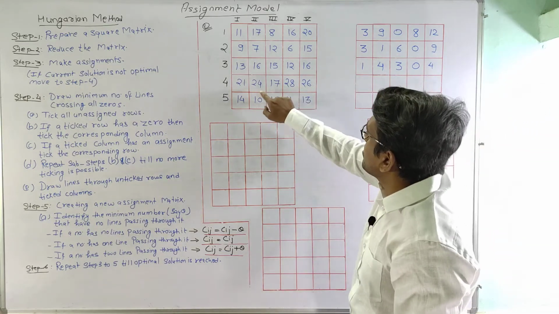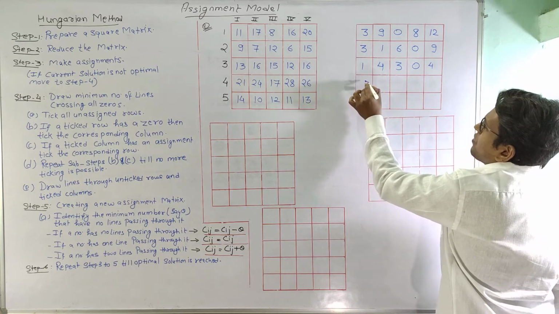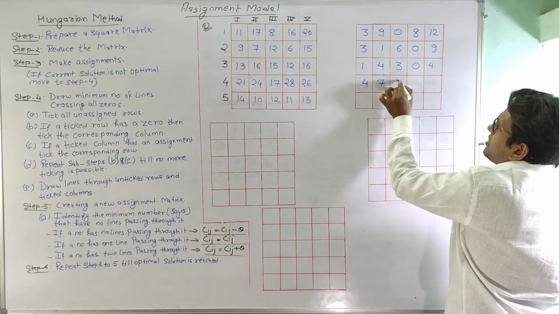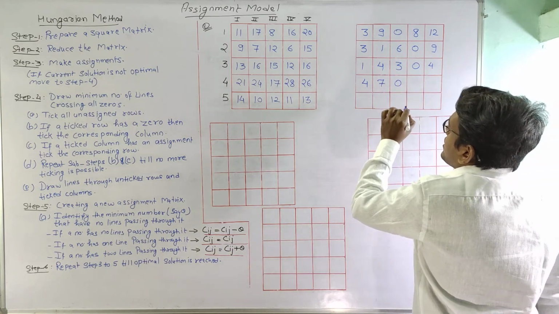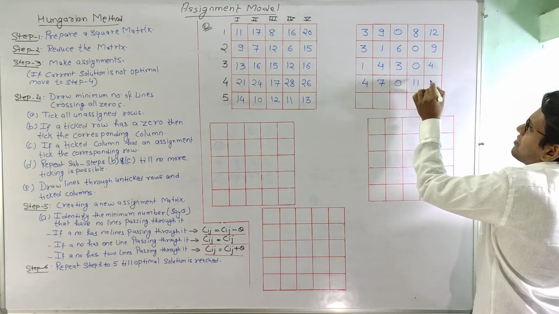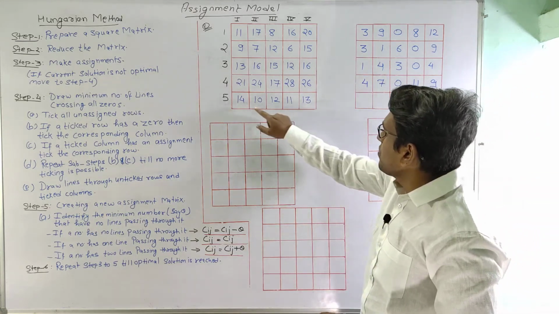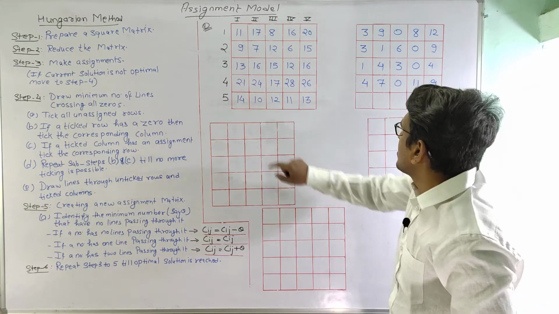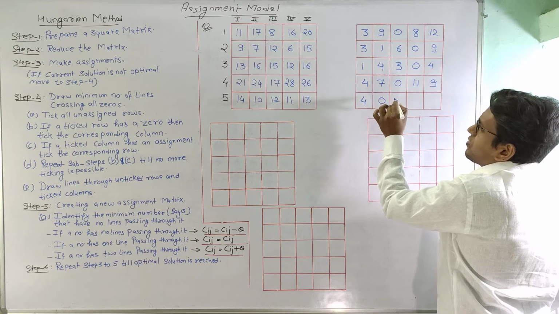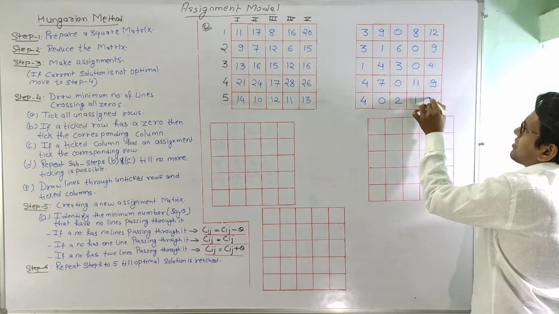For the fourth row, the minimum value is 17. So 21 minus 17 is 4, 24 minus 17 is 7, 17 minus 17 is 0, 28 minus 17 is 11, and 26 minus 17 is 9. Now the fifth row, the minimum value here is 10. So 14 minus 10 is 4, 10 minus 10 is 0, 12 minus 10 is 2, 11 minus 10 is 1, 13 minus 10 is 3.